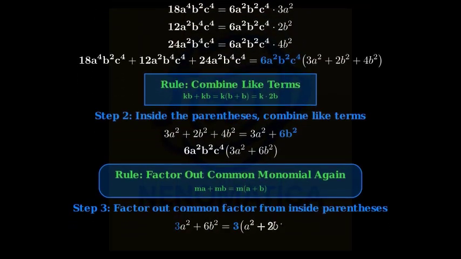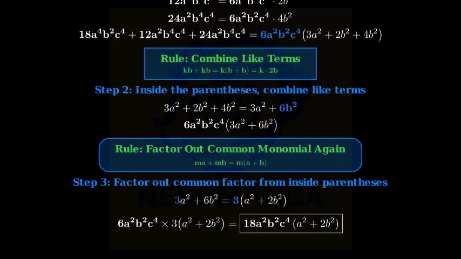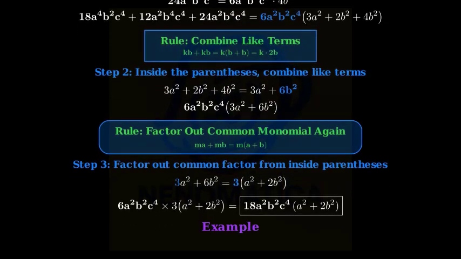Looking at the terms inside the parentheses, we see that both 3a^2 and 6b^2 have a common factor of 3. So we can factor out 3 from the parentheses, which gives us 3 times a^2 plus 2b^2. When we pull out this factor of 3, it multiplies with our previous common factor. 6a^2 b^2 c^4 times 3 gives us 18a^2 b^2 c^4. So our final factorization is 18a^2 b^2 c^4 times the quantity a^2 plus 2b^2. Now, let's look at another example.